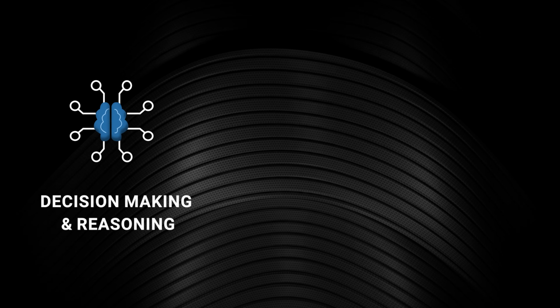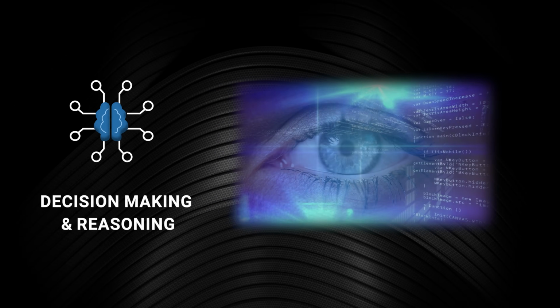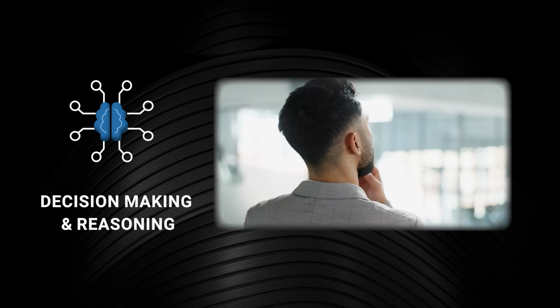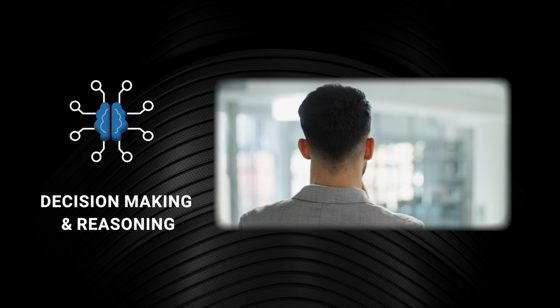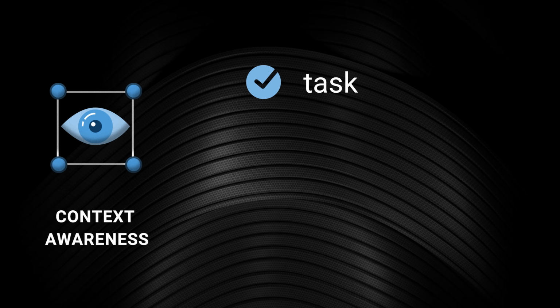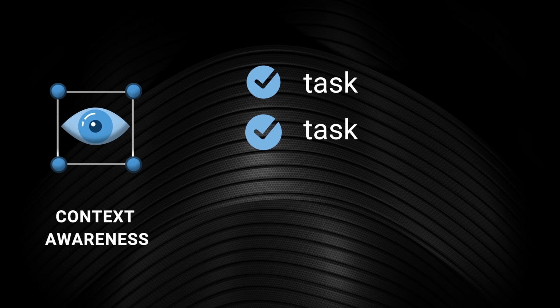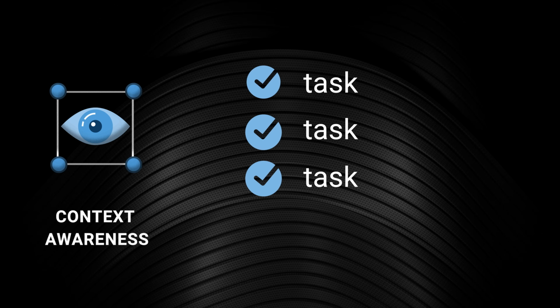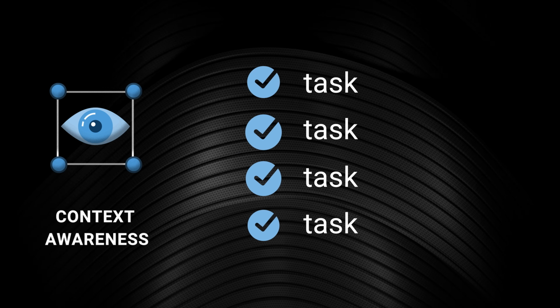Decision-making and reasoning means that instead of just blindly following preset rules, AI agents think through their actions, kind of like having an internal thought process to figure out the best next step. And context awareness means that they don't just process one command at a time. AI agents can keep track of past inputs, ongoing tasks, and external data so that they can adjust their behavior in real time.